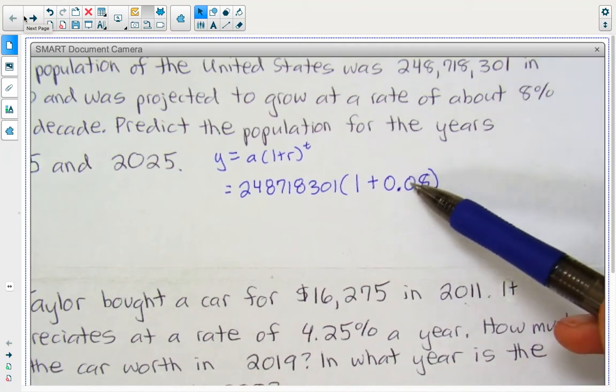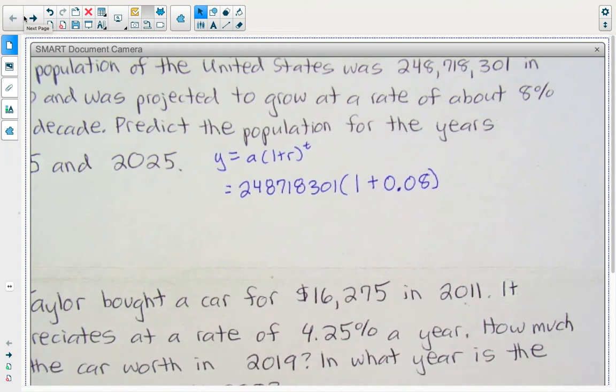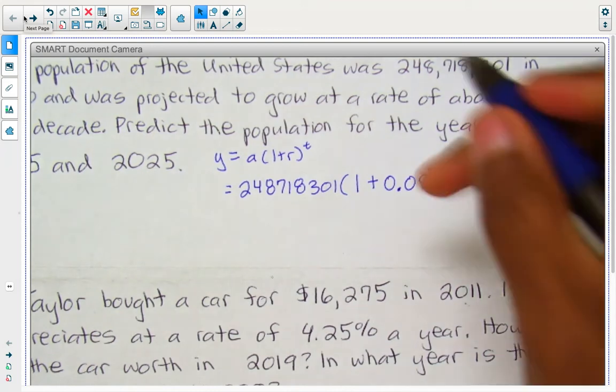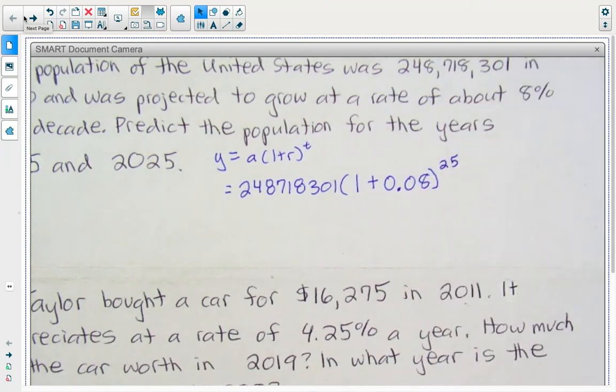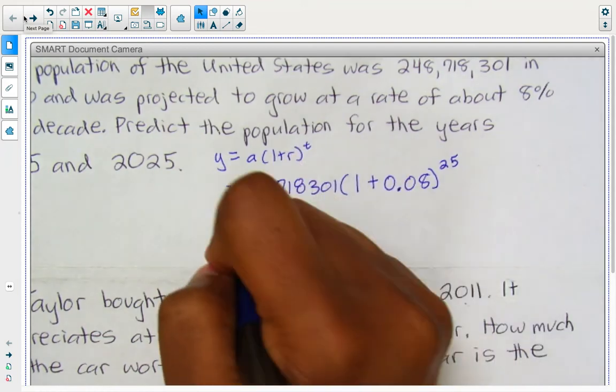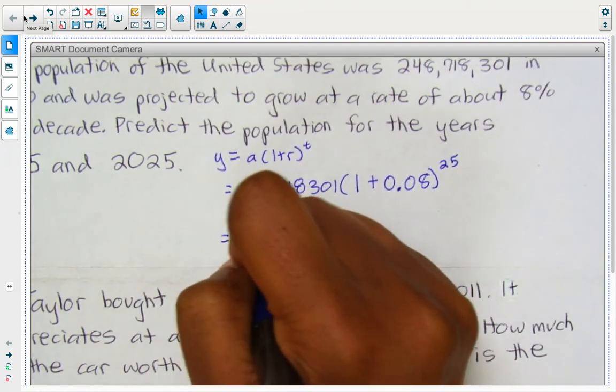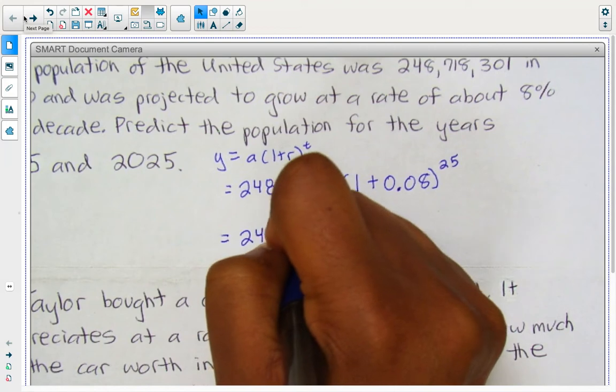So that'll be 0.08. Now, this problem started in 1990, and we got to do 2 years. It wants to know what's happening in 2015 and what's happening in 2025. So we started in 1990. From 1990 to 2015, that is 25 years. So my time period is 25. We're going to go through and do the same thing for the next problem because we got to do 2 years.